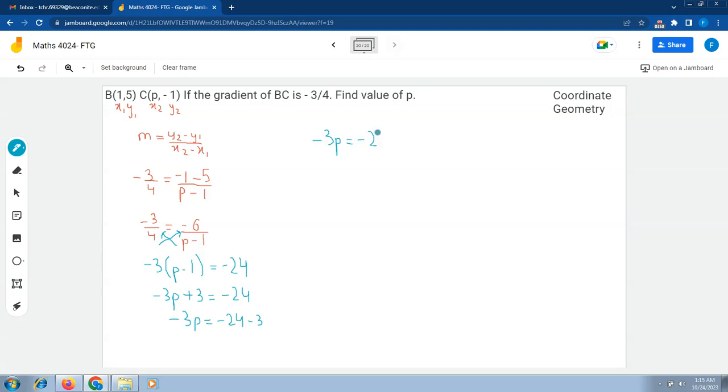Since minus is on both the sides, it will get cancelled out, or you can write it like this as well, minus 27 divided by minus 3, and this minus in the numerator and this minus in the denominator will get cancelled out like this. And I know that 27 is divisible by 3. 3 times 9 is 27, so the value of p is coming out as 9.